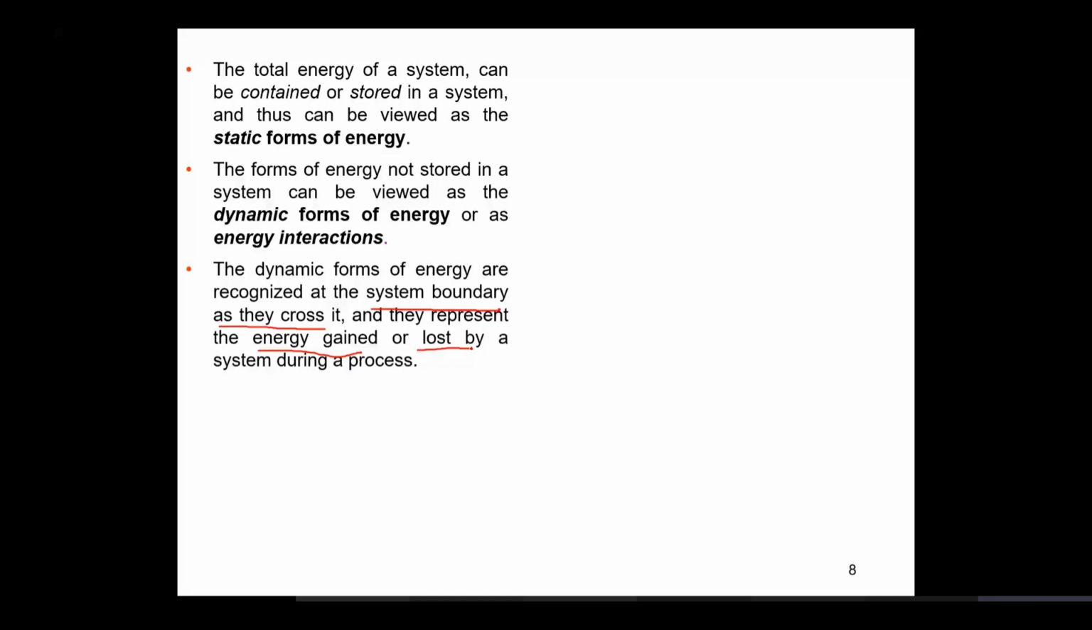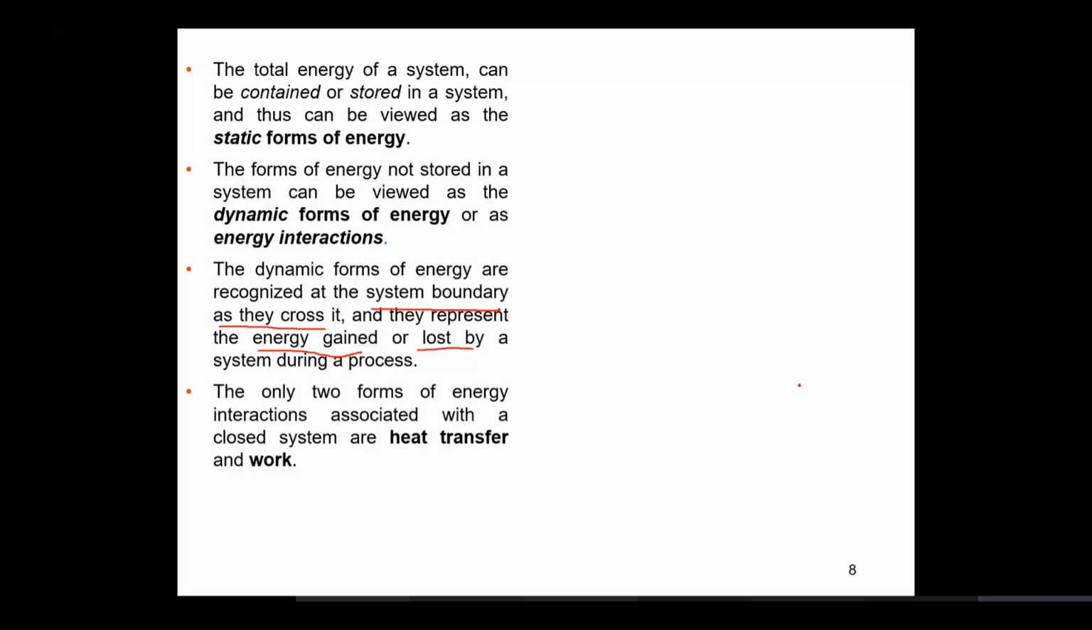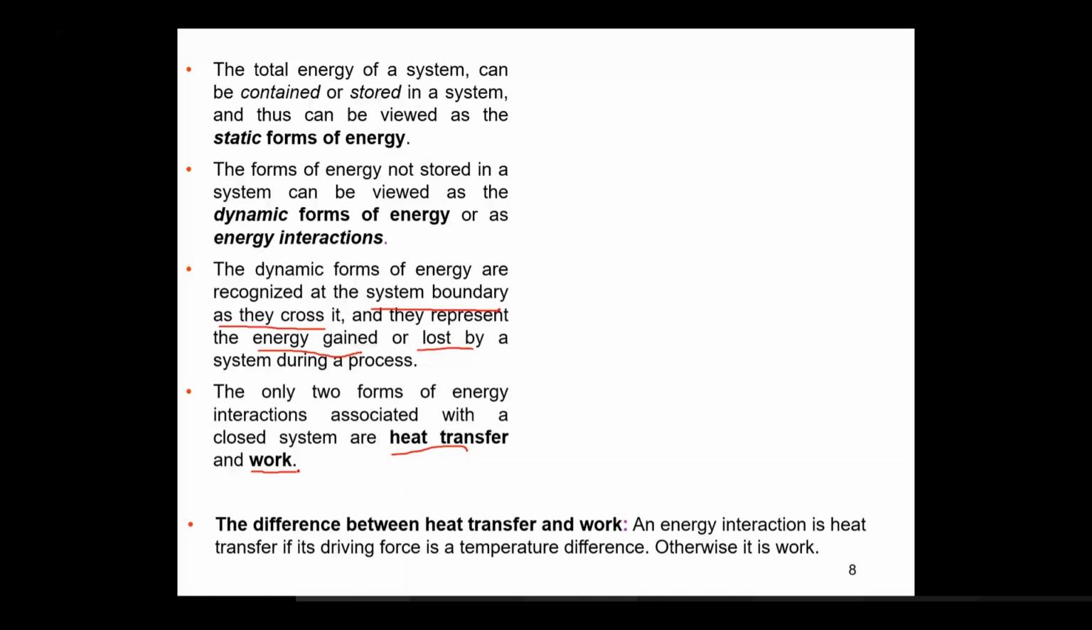The two sorts of energy interactions which are very common and that are dynamic forms of energy interactions are heat transfer and work. So these two are basically the interactions that are dynamic forms of energy. When you have to define the two, we'll look into detail. But as for a general understanding, the difference between heat transfer and work is that if an energy interaction is taking place due to the temperature difference, that is basically heat. All other sorts of dynamic energy interactions would be associated with work.